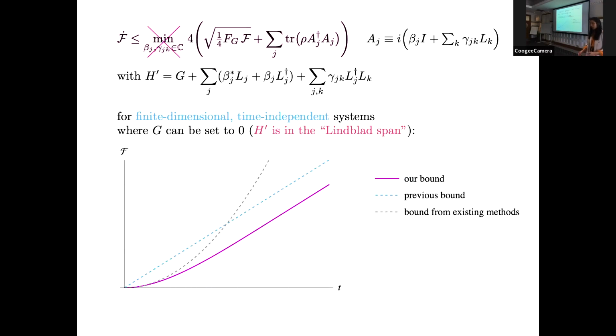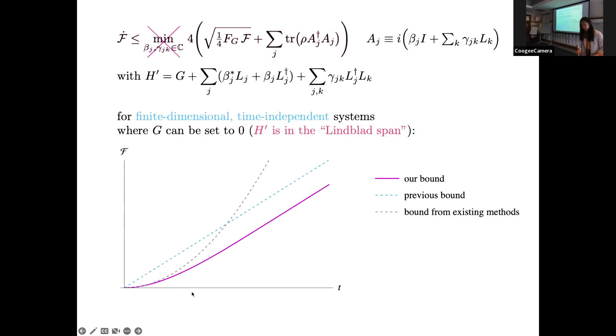So previous bounds applied only to finite dimensional systems that are time independent. So we'll consider that setting for the sake of comparison. And by time independent here, we mean that H primed and the Lindblad operators are time independent. Obviously, the state is still evolving with time. So here I've plotted in magenta a bound on the QFI that you can get from our general F dot bound by making a rather simple, not necessarily optimal choice of the betas and gammas.